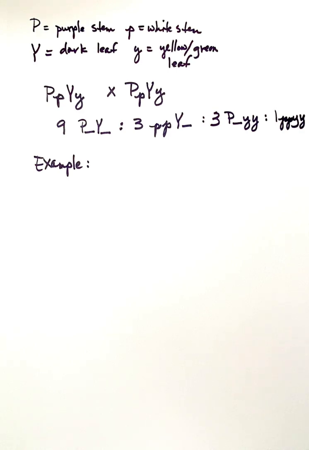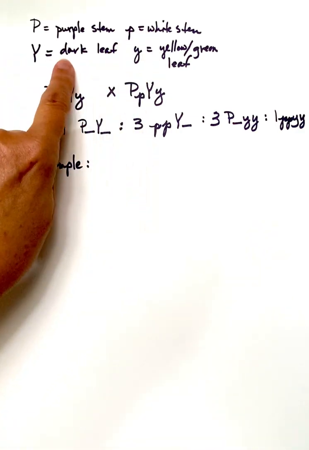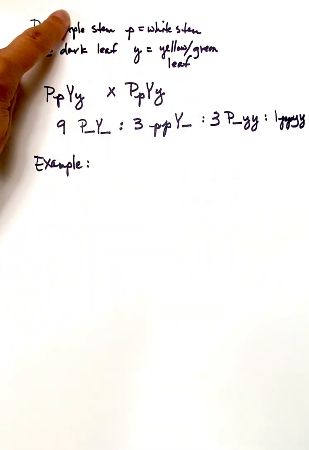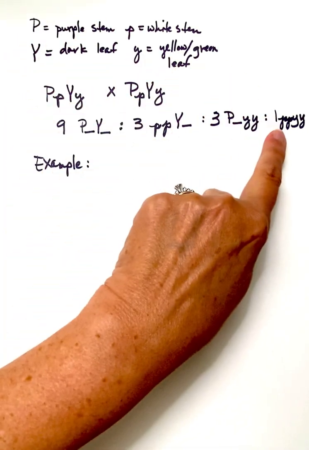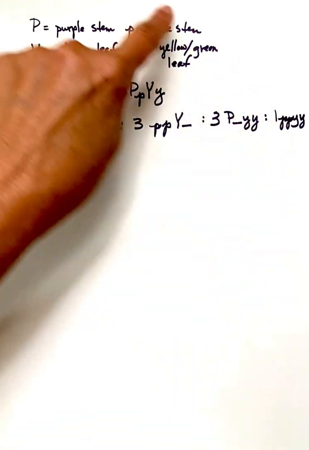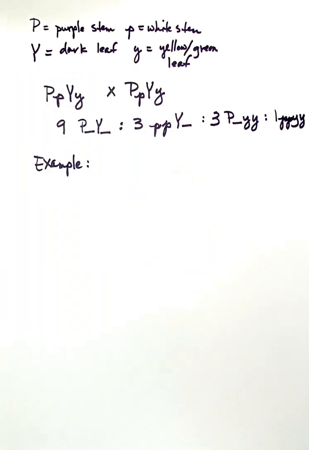So 9 of the offspring should have purple stems and dark leaves. 3 of the offspring should have white stems with dark leaves. 3 of the offspring should have purple stems with yellow or green leaves. And 1 of them should have both recessive traits popping up, the white stem plus the green or yellow leaves. Okay, that should be the ratio.